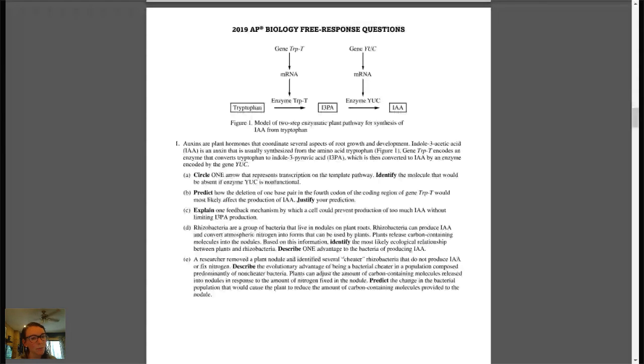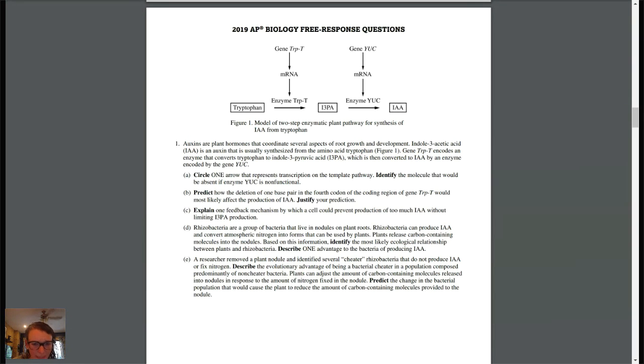Part E, a researcher removed a plant nodule and identified, love this question, I love this whole question one, several cheater rhizobacteria that do not produce IAA or fix nitrogen. All right. The evolutionary advantage of being a bacterial cheater is going to be that you benefit from the carbon-containing molecules from the plant, but you're not expending energy. So I'm sure they needed something to do with energy expenditure or not using as much energy to get that point because they are talking about an evolutionary advantage. Okay, so that's that first part.